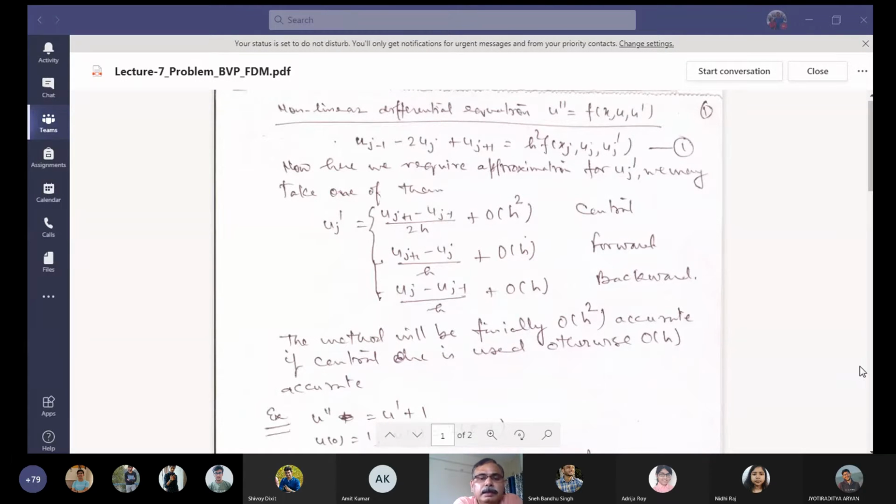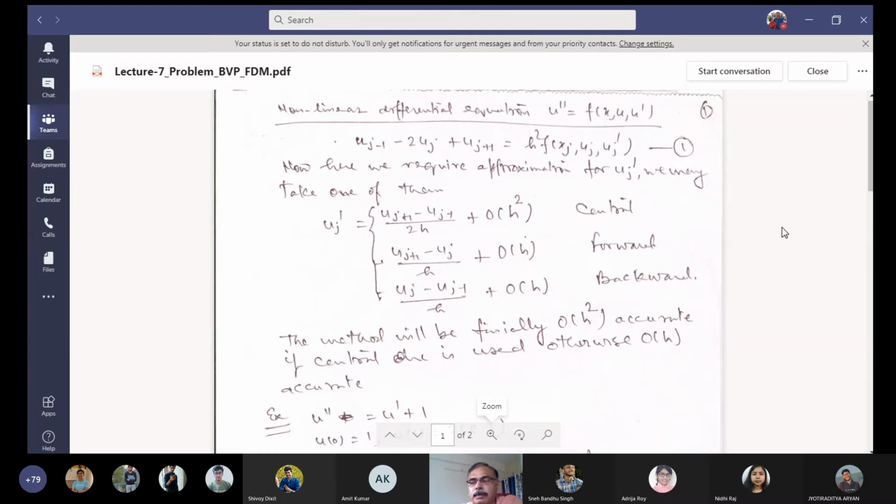Now you can see the slide. Okay. So you have already seen the 3 types of approximation for u prime. That is (u_{j+1} minus u_{j-1}) by 2h. This is of order h square, and is called the central difference approximation. (u_{j+1} minus u_j) by h is of order h. This is your forward one. (u_j minus u_{j-1}) by h is also of order h, and this is your backward one, right?